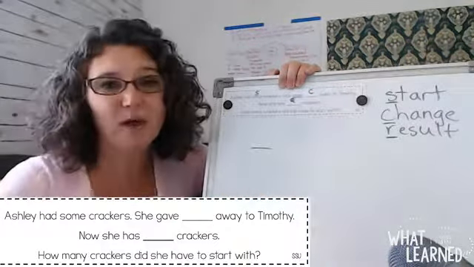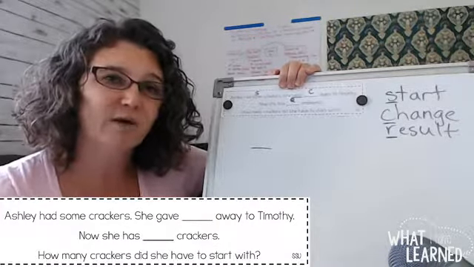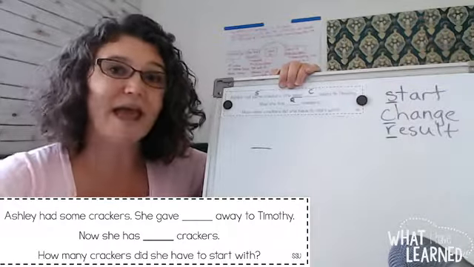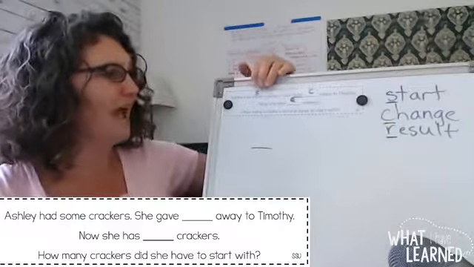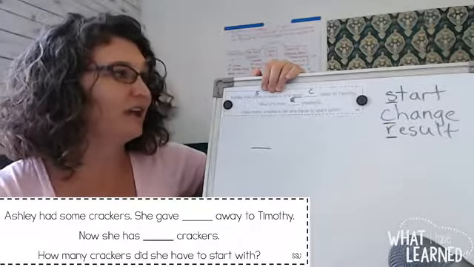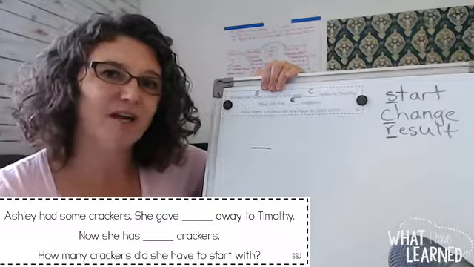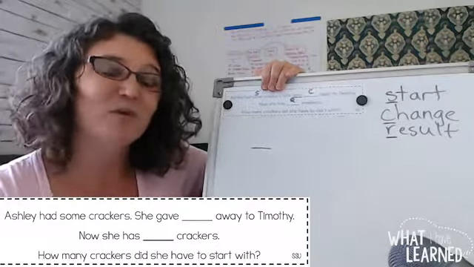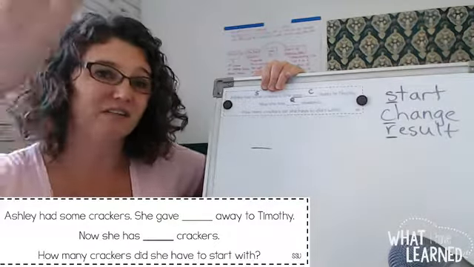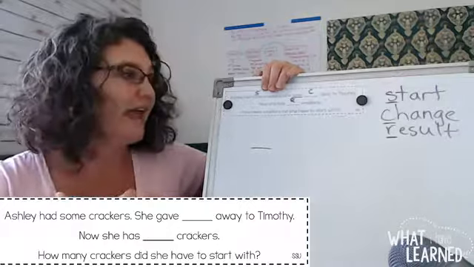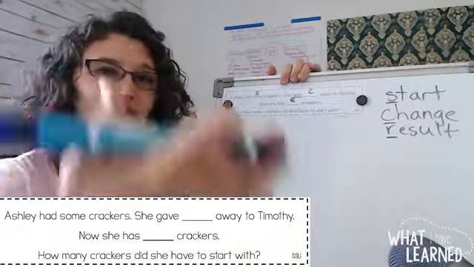Now, giving something away isn't always a separate problem. So you've got to figure out and have students figure out the verb and what is actually happening with that verb. So here's an example. Ashley had some crackers. Timothy gave her blank more crackers. How many crackers does she have now? So in that case, that problem is a join problem because someone else is giving Ashley crackers. In this problem, it's a separate problem because Ashley, the subject, is giving someone else her crackers.